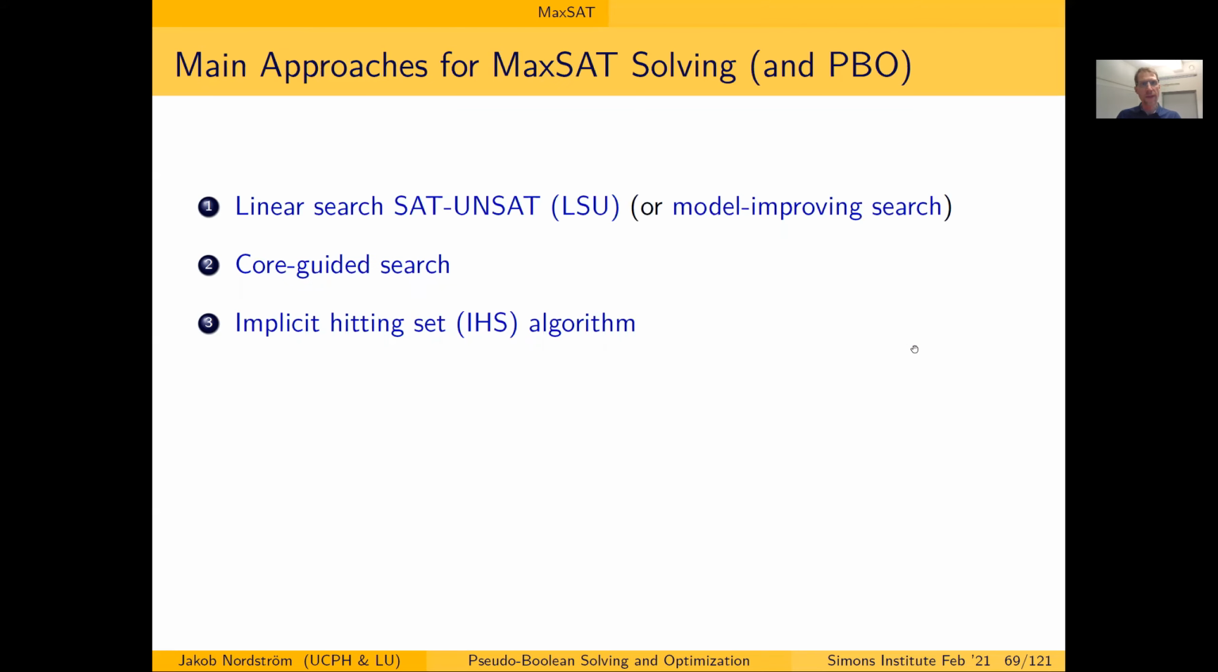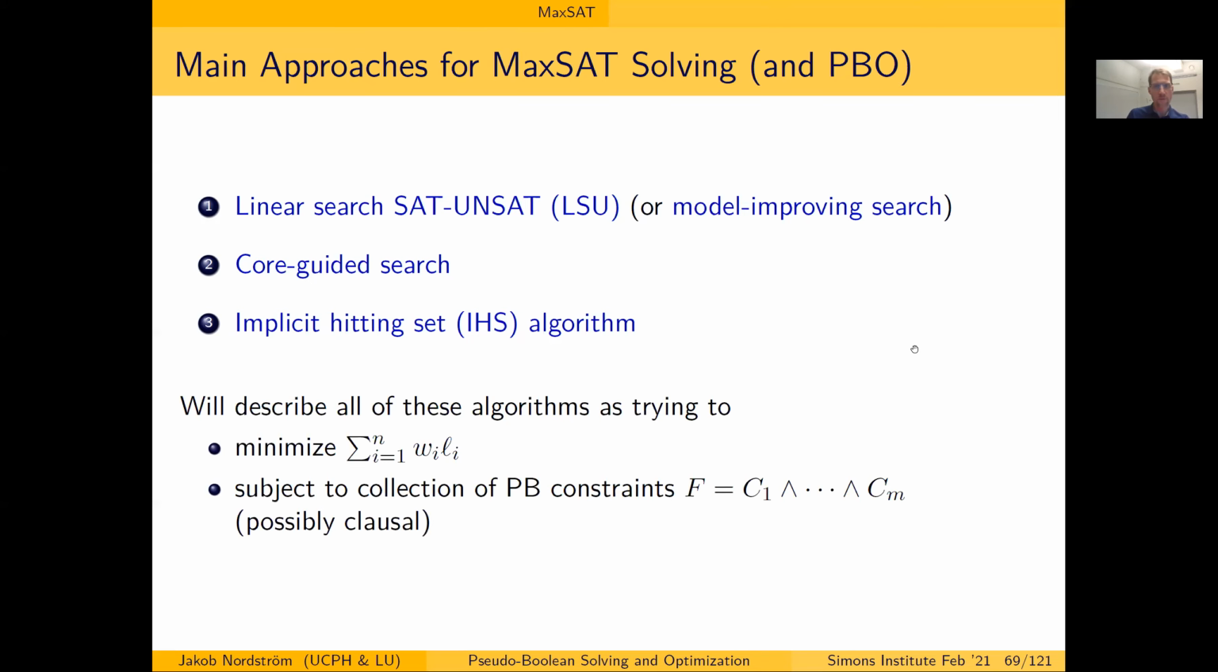The main approaches for solving weighted partial MaxSat and pseudo-Boolean optimization that are used in current state-of-the-art solvers are linear search, known as linear search SAT-UNSAT, or model-improving search. We'll start by talking about this. And then we will talk about another approach called core-guided search. And then finally, I'll mention something briefly about implicit hitting set approaches for solving MaxSat and pseudo-Boolean optimization.